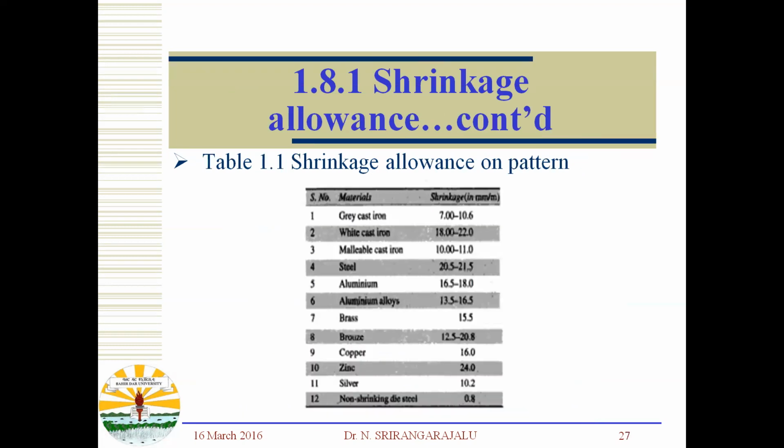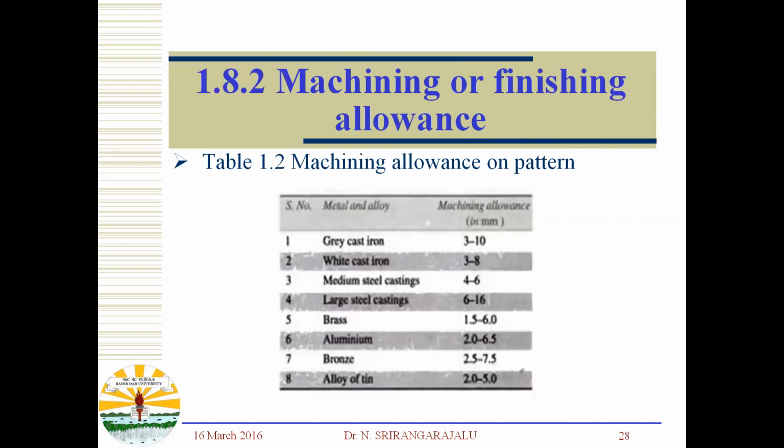Shrinkage allowances: gray cast iron 7 to 10 mm, white cast iron 18 to 22 mm, malleable cast iron 10 to 11 mm, steel 20 to 21 mm, aluminum 16 to 18 mm, aluminum alloys 13 to 16 mm, brass 15 mm, bronze 12 to 20 mm, copper 16 mm, zinc 24 mm, silver 10 mm, non-shrinking die steel 0.8 mm. Like that, we can calculate the shrinkage allowance based on the material used. And next, we will discuss machining or finishing allowance.